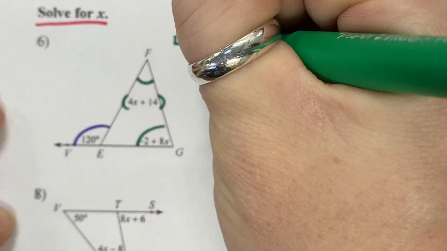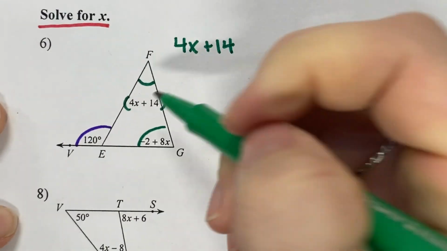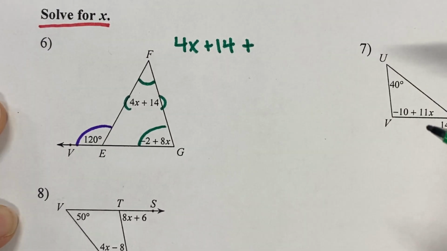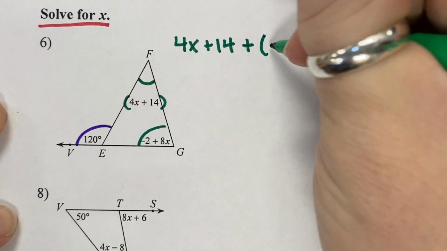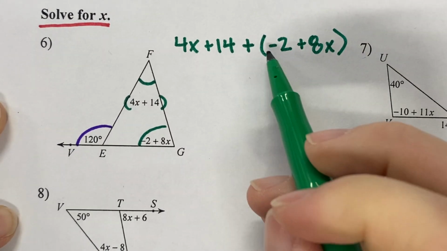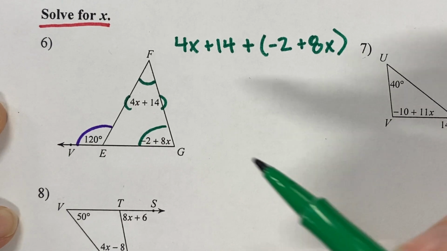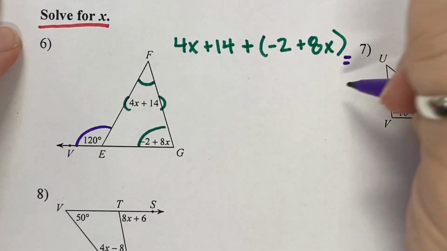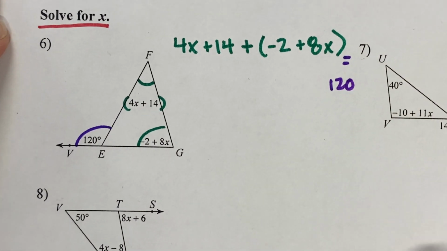So I have 4x plus 14. That's my first interior angle. Plus my second interior angle, negative 2 plus 8x. And I just put parentheses because we have a plus minus right there. Okay, and we know it's all equal to 120.